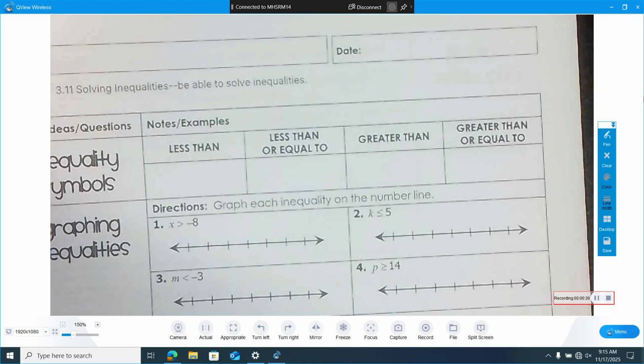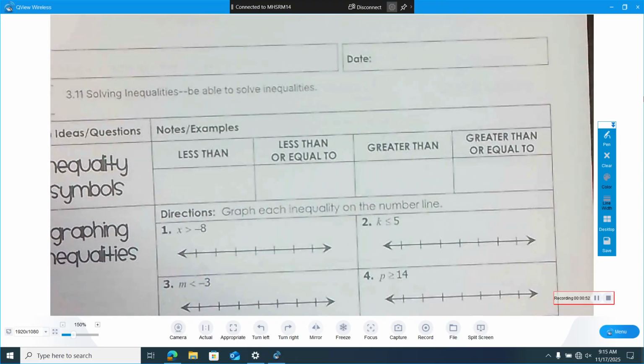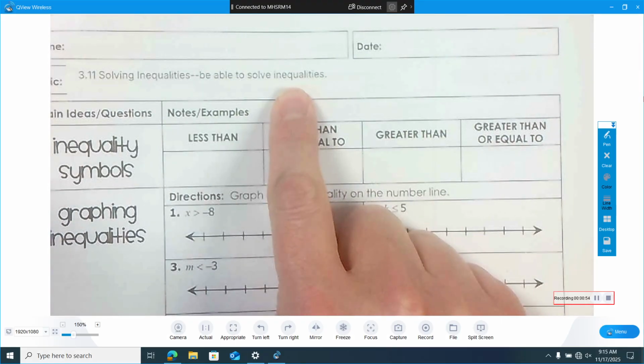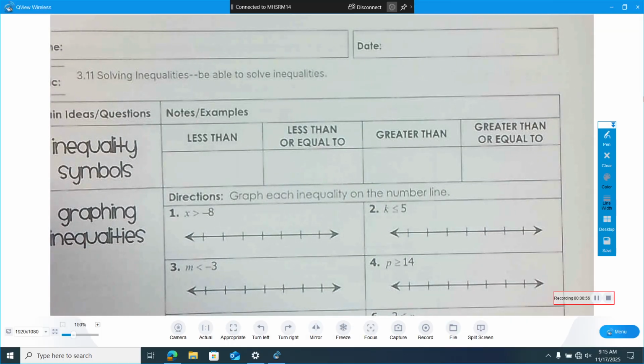We've been solving equations with an equal sign, but now we're looking at inequalities, which means not exactly equal to, but a little bit more open. So we want to be able to solve inequalities. An inequality uses a different symbol. It's sort of a little bit extra.